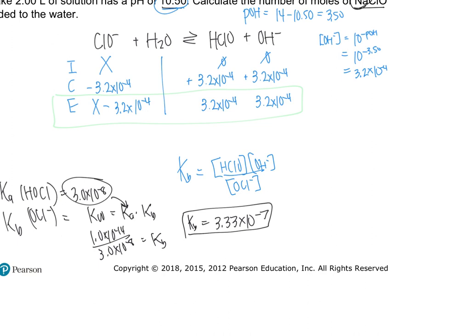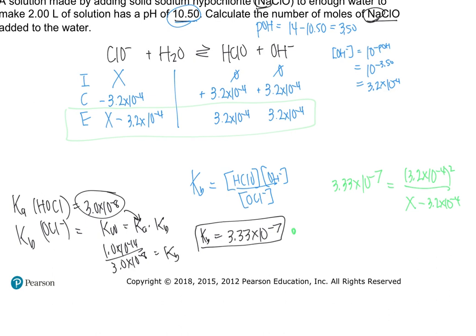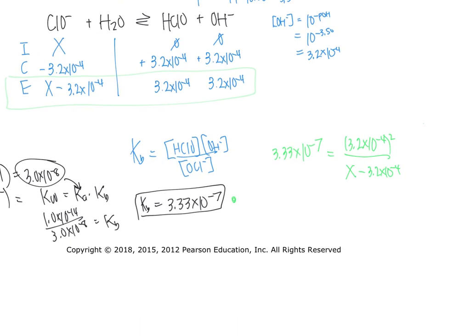So Kb, which is 3.33 times 10 to the negative 7, which we solved down here or looked in the table, equals my products, which are both 3.2 times 10 to the negative 4. So I'm going to square them, divided by x minus 3.2 times 10 to the negative 4. So when I solve it all out, I'm going to cross multiply here. So my denominator is going to come up. So I'm multiplying up and then dividing down.